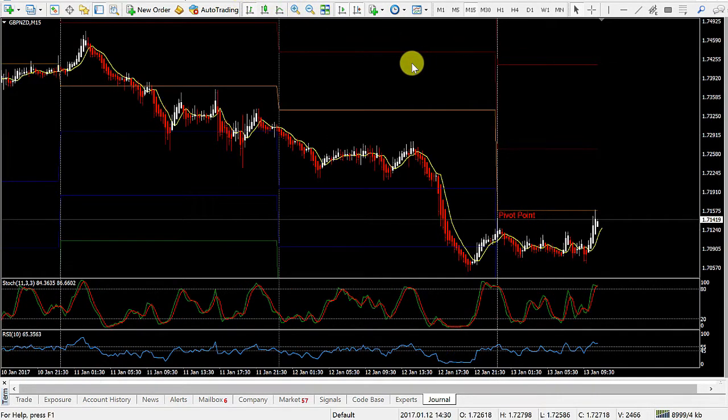Practice drawing channels on your charts. They are actually much easier to recognize and to trade than you think. With a little bit of practice, these will become one of your best friends.